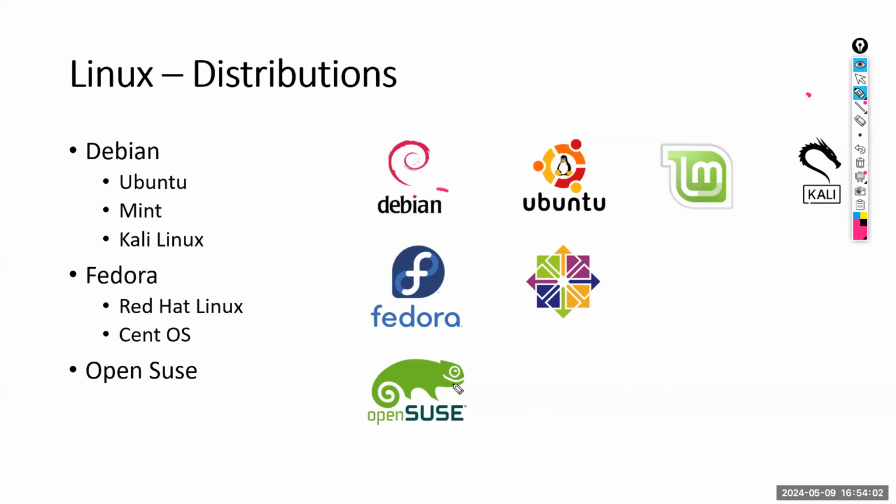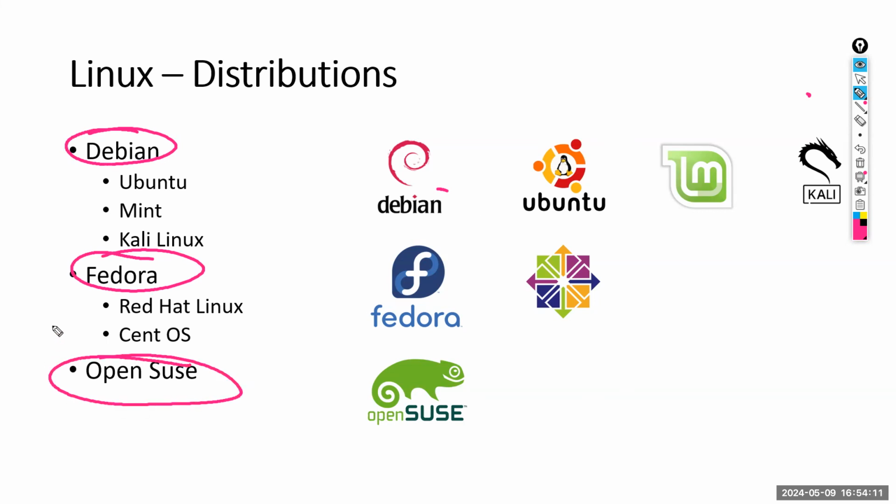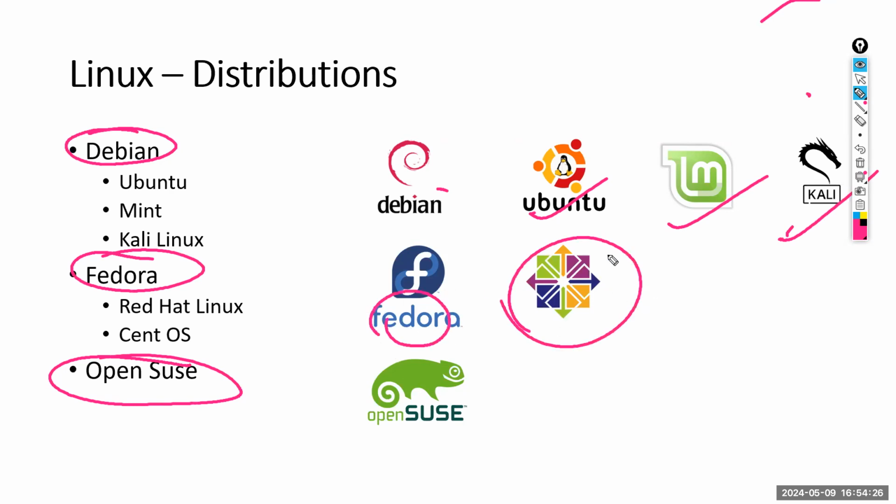So all those Linux OSs belong to three categories: Debian Linux, Fedora Linux, OpenSUSE Linux. So the Debian family has Ubuntu, Mint, Kali. The Fedora family is pretty much Fedora and CentOS. Of course, now they have discontinued CentOS. And then you have OpenSUSE, which is pretty much a separate version. Debian releases, Fedora releases, and OpenSUSE, and each release can have its subtypes.